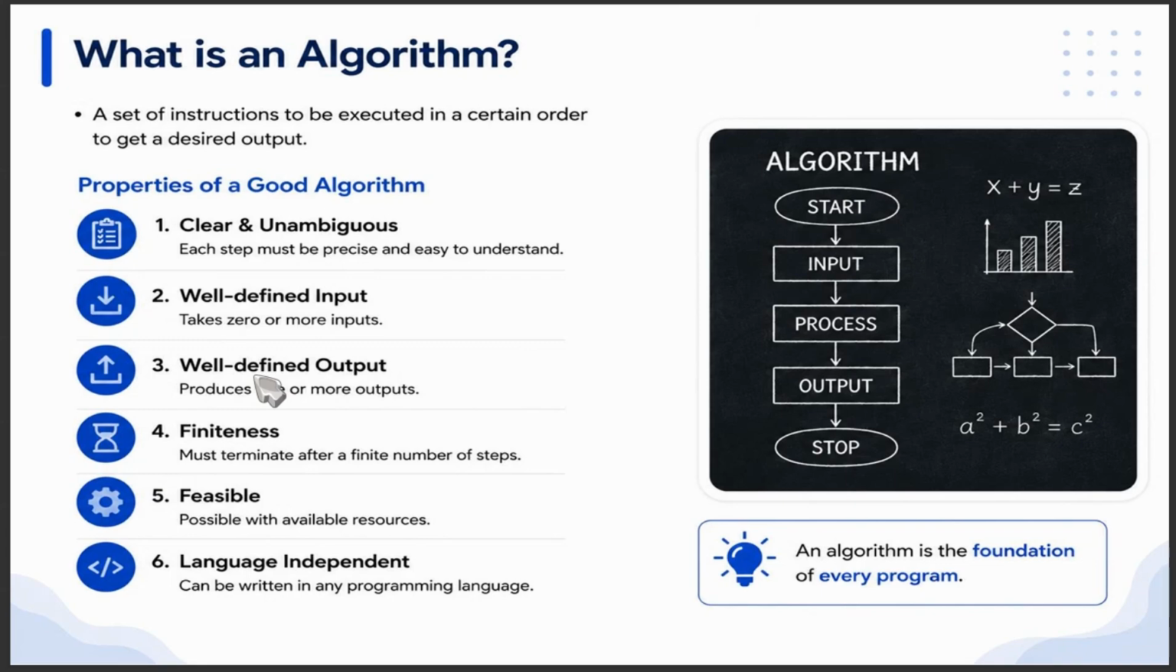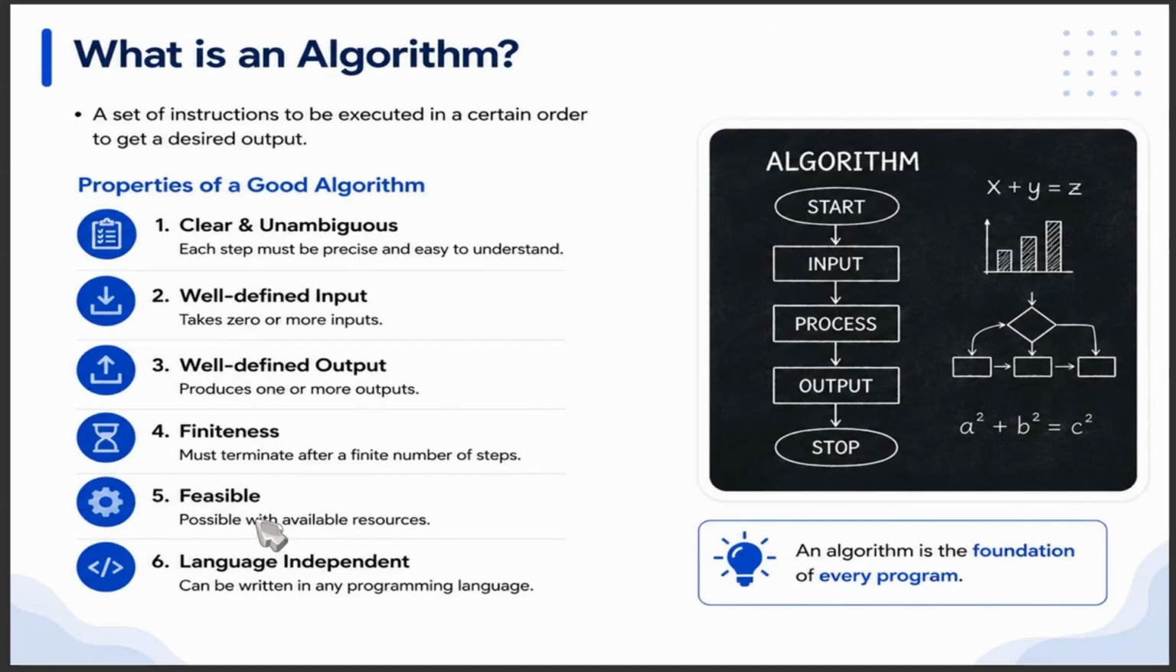The fourth property is finiteness. The algorithm must terminate after a finite number of steps. Infinite loops are not allowed. Even a loop that runs for 1,000,000 years is technically finite but practically useless. If it won't terminate in reasonable time, it is not acceptable.